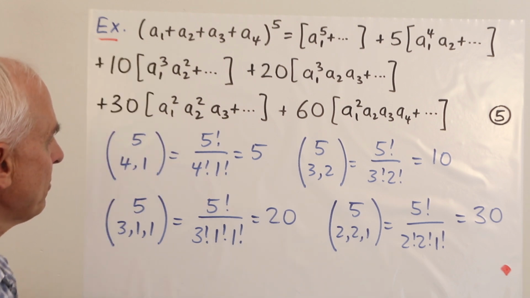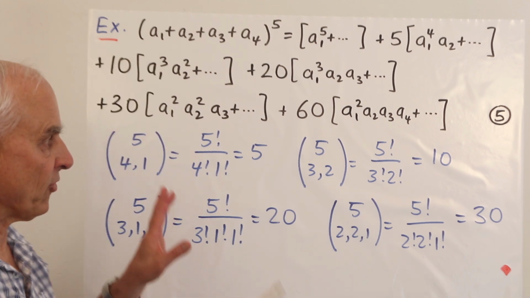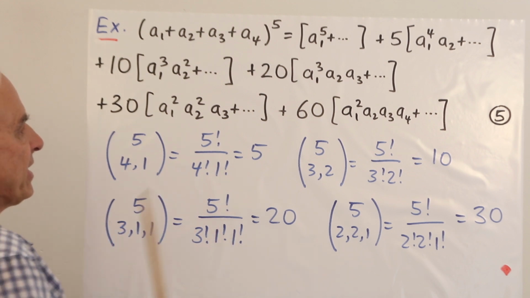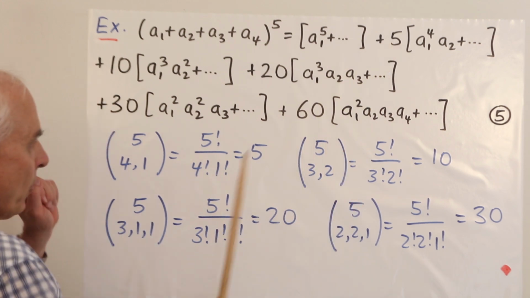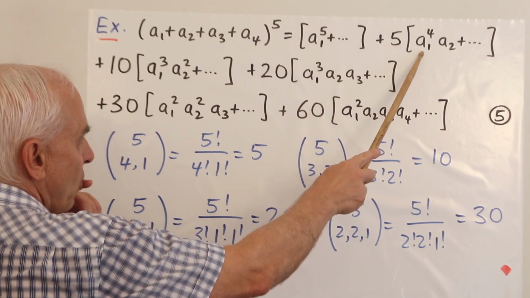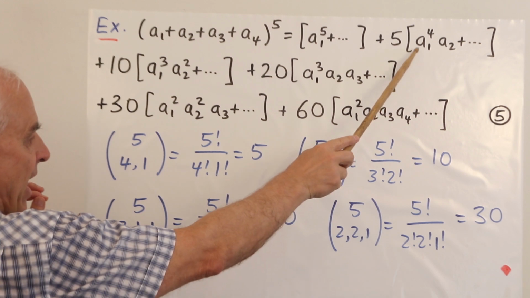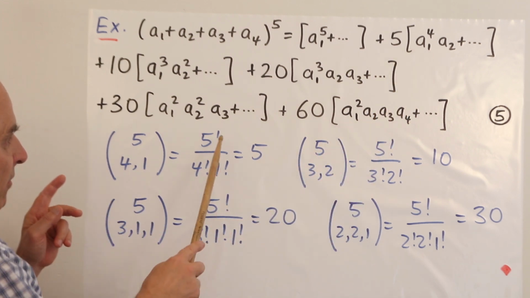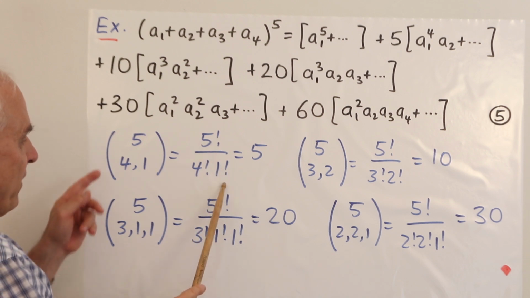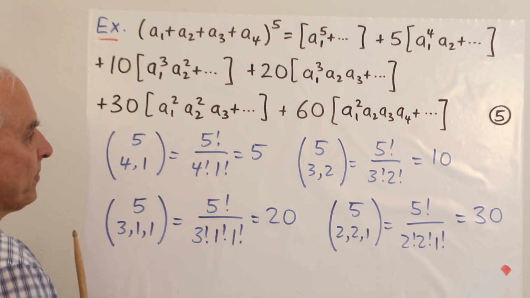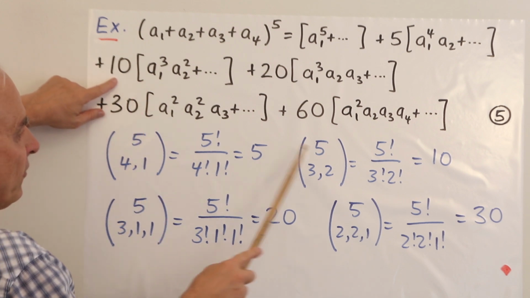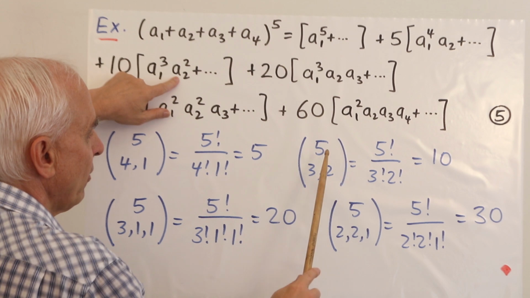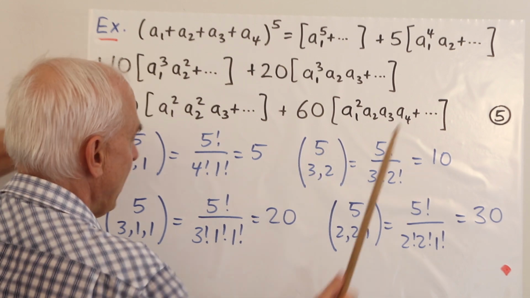Okay, so let's verify some of these coefficients with the multinomial theorem. So let's say this thing here. What's involved in the coefficient of this term? This is the case when k1 is 4 and k2 is 1. So we're talking about 5 factorial over 4 factorial, 1 factorial, which is 5. This one here is 5 factorial over 3 factorial times 2 factorial, or 5 choose 3, 2, that's 10.